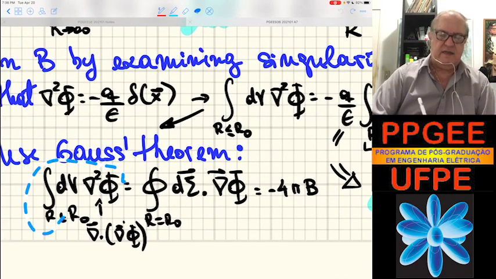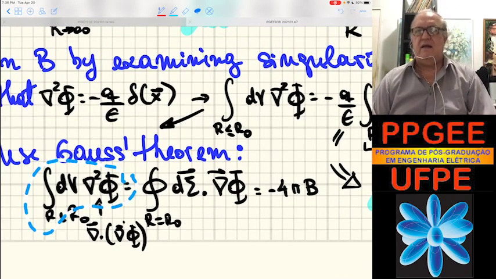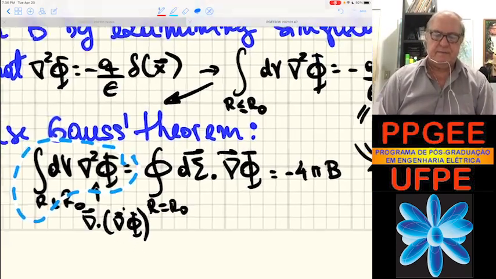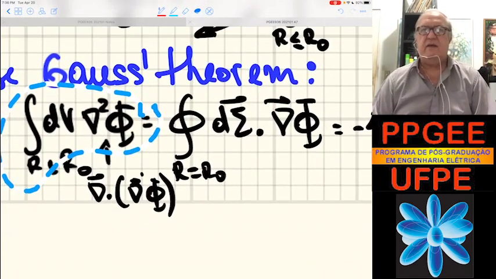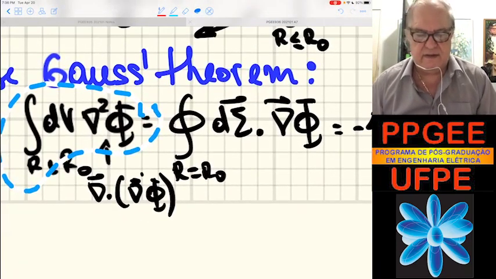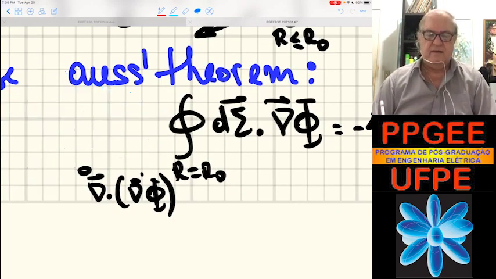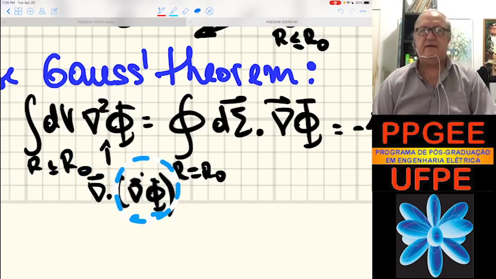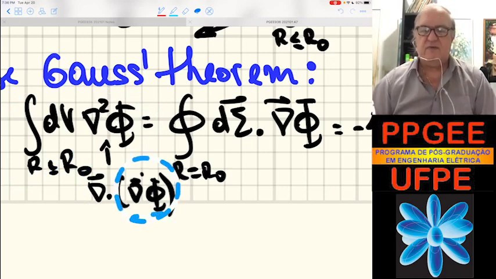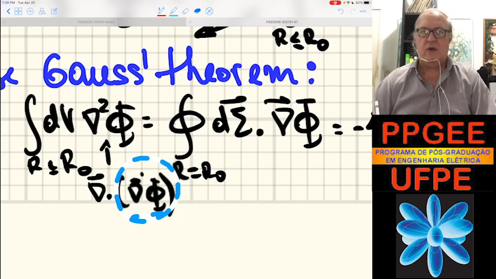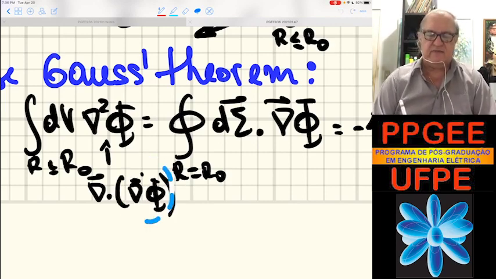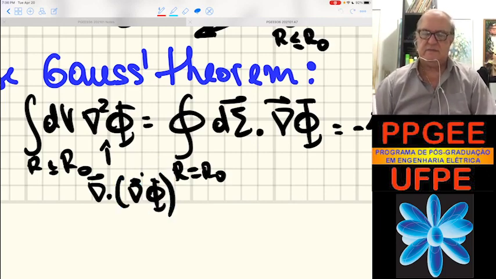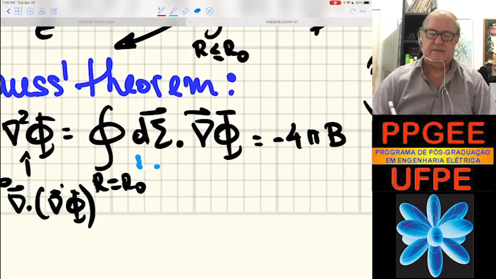Look at this integral, left-hand side. Integral of the Laplacian of phi, which is the divergence of the gradient of phi on a volume, which by Gauss's law is equal to the flux of this vector across the surface outwards, right?